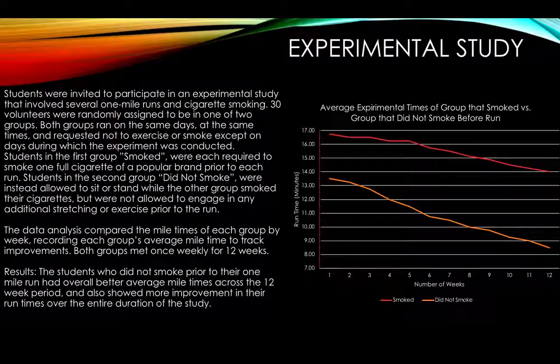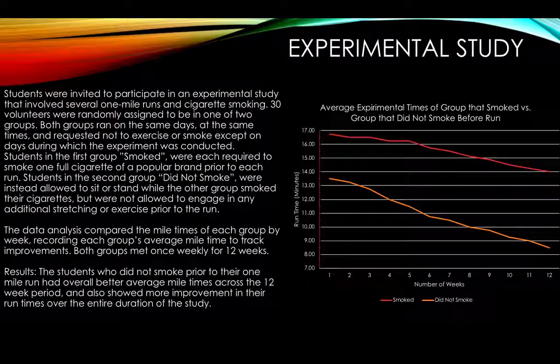Students in the first group smoked, and were each required to smoke one full cigarette of a popular brand prior to each run. Students in the second group did not smoke, and were instead allowed to sit or stand while the other group smoked their cigarettes, but were not allowed to engage in any additional stretching or exercise prior to the run.